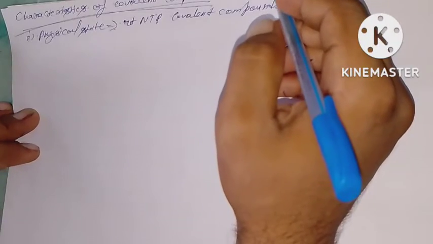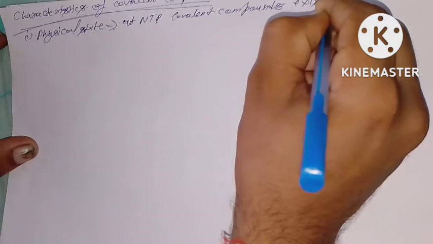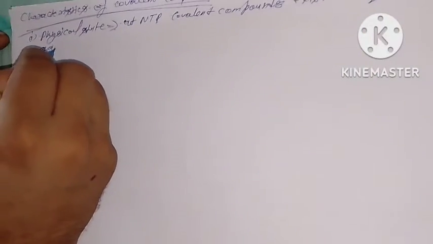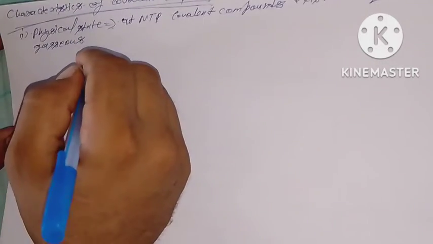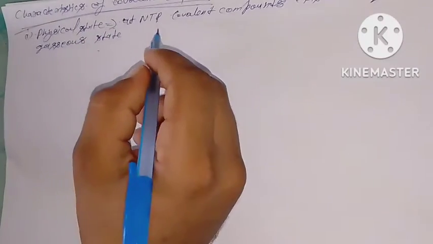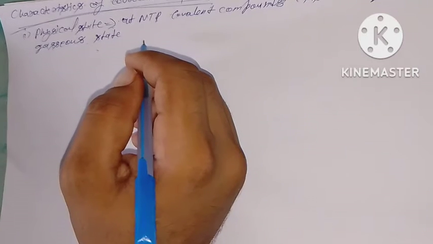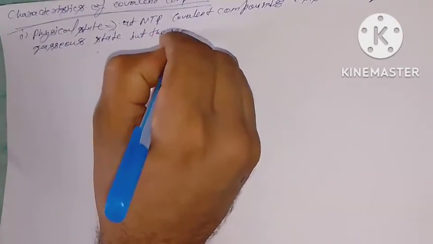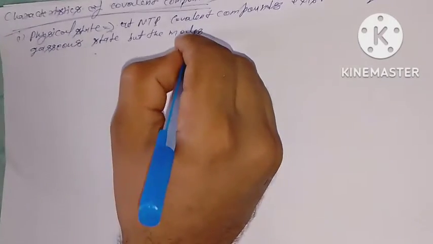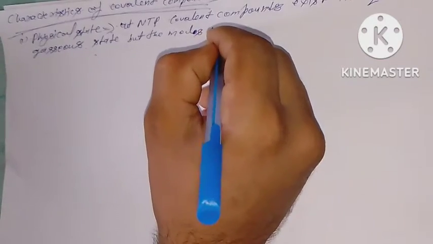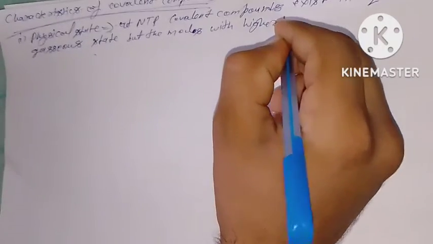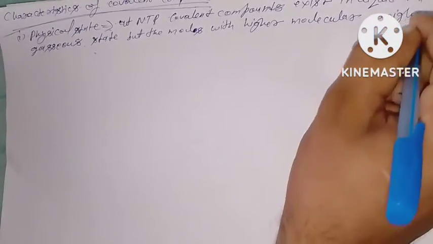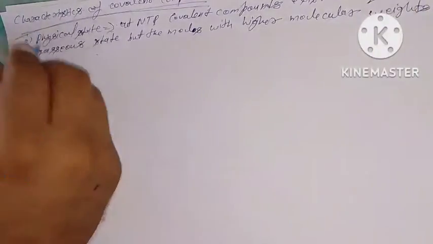At NTP, covalent compounds exist in liquid and gaseous state. But the molecules with higher molecular weights also exist in solid state.